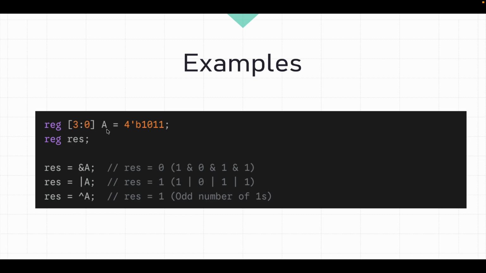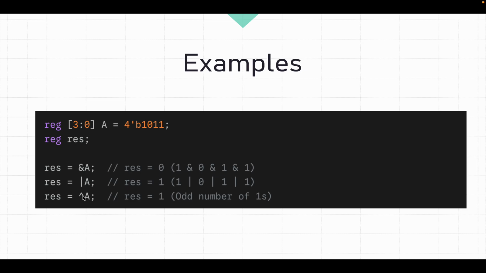We have a 4-bit register A which stores 1011. Let us see what the AND of A is doing. It is taking the bits 1, 0, 1 and 1. When you do an AND operation, the result will be 0. Then you have the OR, result equals 1. When you do an OR operation of all the bits, you will get 1 as the result.